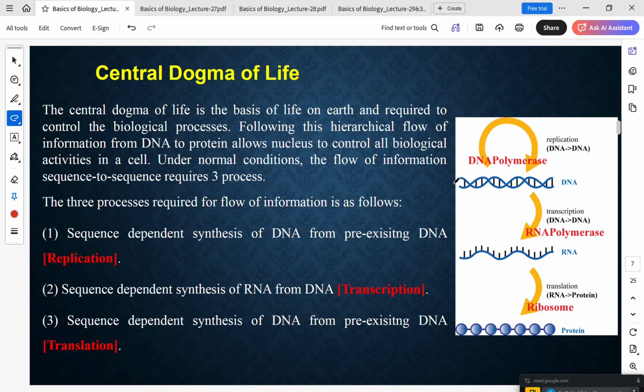Under normal conditions, the information flows go something like this: sequence dependent synthesis of DNA from pre-existing DNA, which is known as replication, which is essentially copying the information that is present within a strand of DNA to make a new strand with the same information. This particularly happens within the S phase of the cell cycle. Next is the sequence dependent synthesis of RNA from DNA, which is known as transcription.